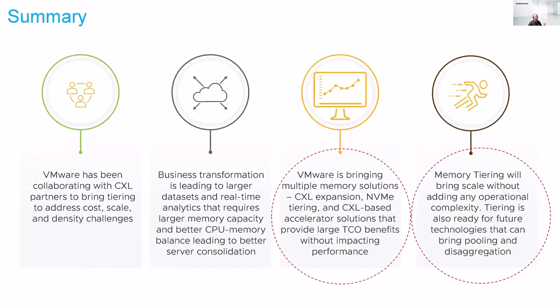From a summary perspective, VMware is bringing multiple memory solutions, be that CXL expansion, NVMe tiering, or the CXL-based accelerator solution, and that provides large TCO benefits without impacting performance. Definitely, memory tiering brings scale without adding any operational complexity. Tiering is ready for future technologies that bring terminologies like pooling and disaggregation, those kinds of frameworks, into this equation.